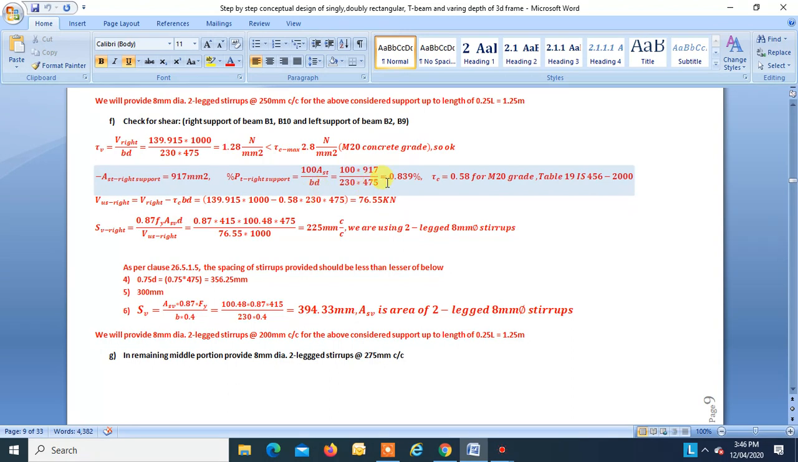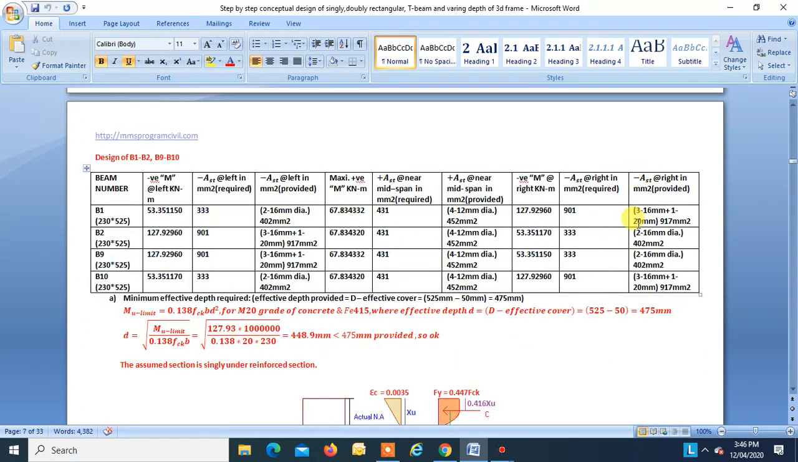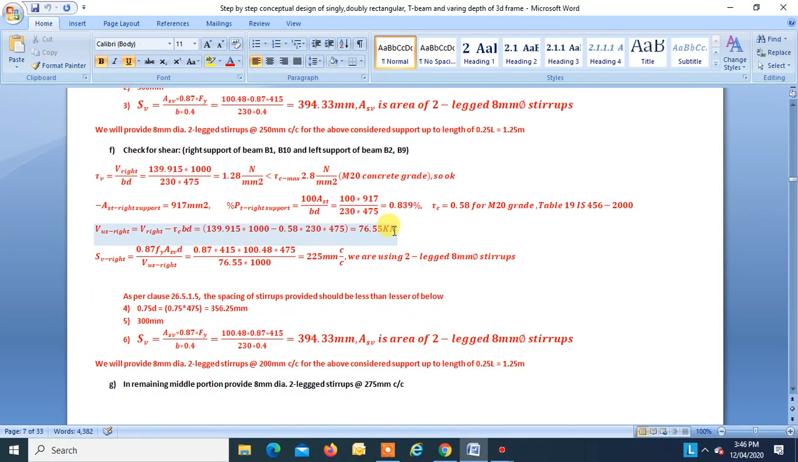Now we have to find pt for the tensile steel at the considered section. Ast at the right support is 917 mm square, so we will find pt for that area of steel. The pt is found to be 0.839. The corresponding tau c is found to be 0.58 for M20 grade concrete, Table 19, IS 456 2000. Now tau c is less than tau v, and tau v is less than tau c max.